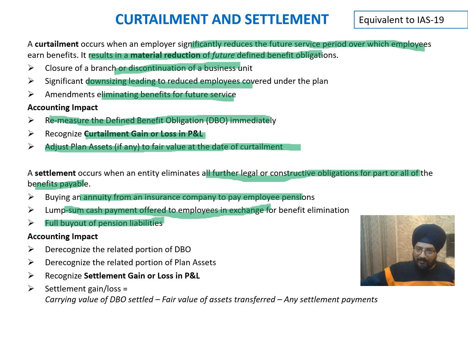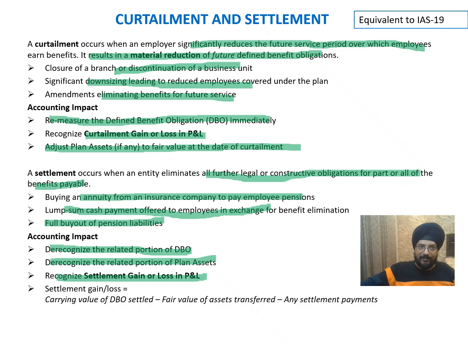Whenever these things happen, we have to derecognize the related portion of the DBO to the extent it is attributable to the settlement. Then we have to derecognize the related portion of the plan asset as well, because a similar portion will be liquidated to pay off the liabilities for the employees, and then we have to recognize the settlement gain or loss in the P&L. Simple. So we settle the amount, and for that settlement, if any gain or loss is there, we charge that amount to our P&L.